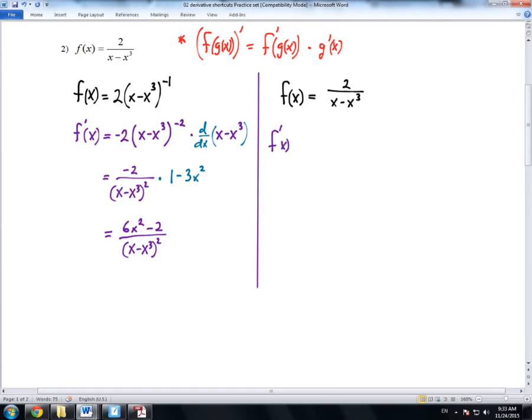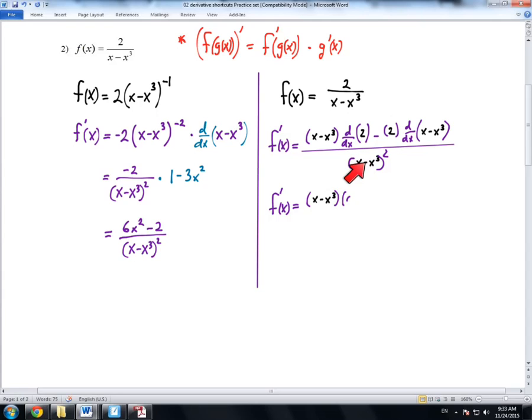Now some students may not have done the chain rule here. They might have looked at this and tried using the quotient rule. It's not wrong. You'll see what I'm doing here is applying the quotient rule, which is the ho d hi minus hi d ho over ho ho. And so we have the x minus x cubed times the derivative of 2. Well, the derivative of 2 is 0.